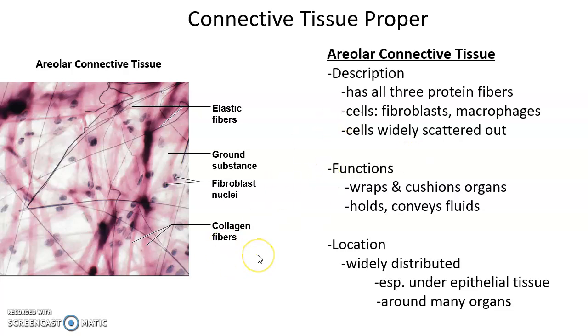The function of areolar connective tissue is to wrap around and cushion organs. So it gives organs cushion to protect them, helps to support the organs, and also it's a very moist tissue, so it holds and conveys fluids between tissues. Areolar connective tissue is very widely distributed, found all throughout the body, including often under epithelial tissue and around many, many organs.